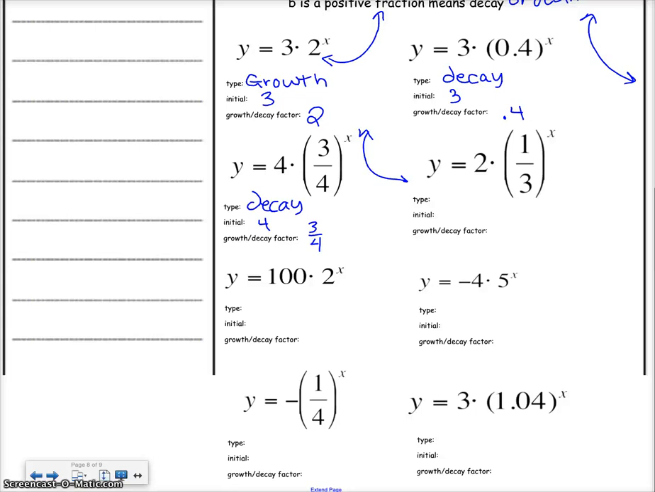What's this next one? Decay. Was I right? Yep, it's decay. And what's the initial amount? 2. What's the growth or decay factor? 1/3. To punch that in my calculator, I would just be a little dramatic with the 0.3s. I would go 0.333 and punch it in as many times as I see fit, more than 3. This is growth.